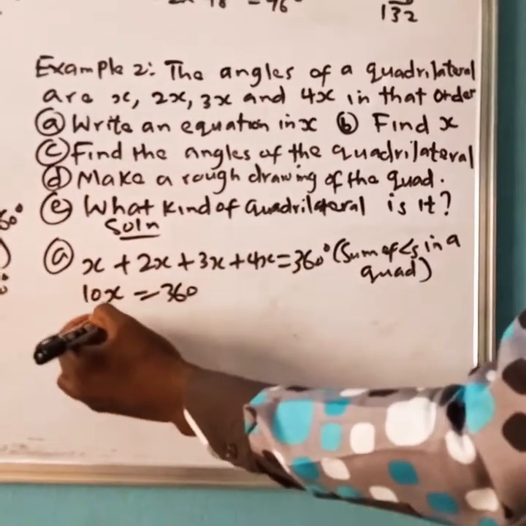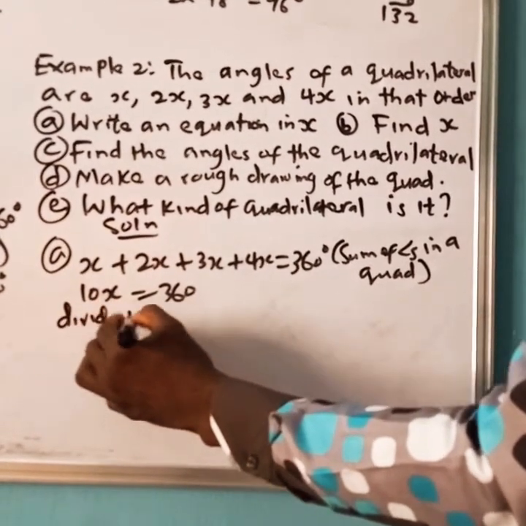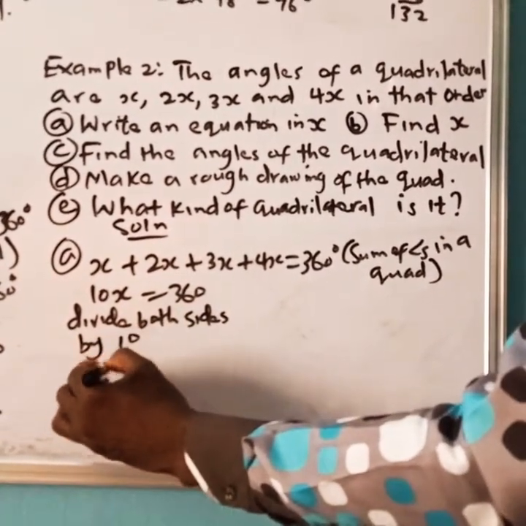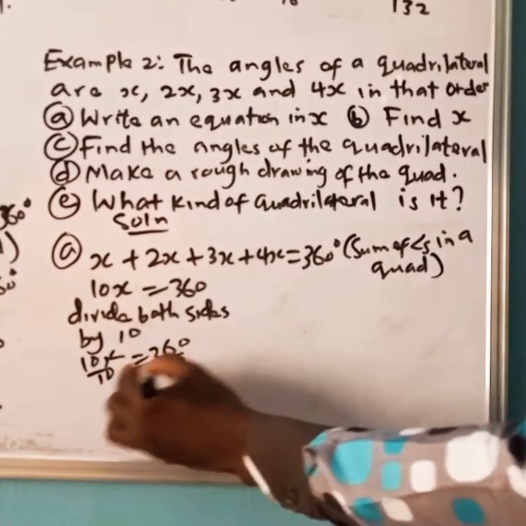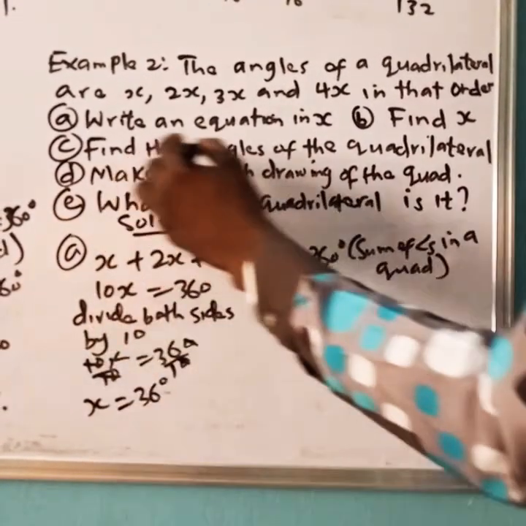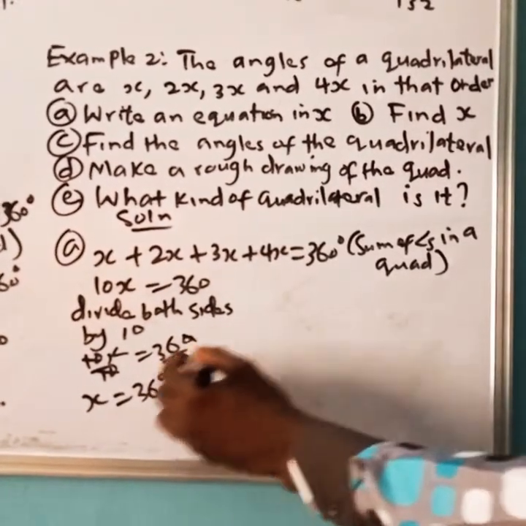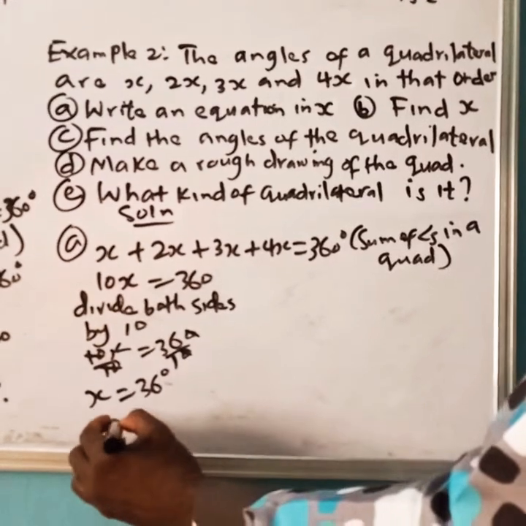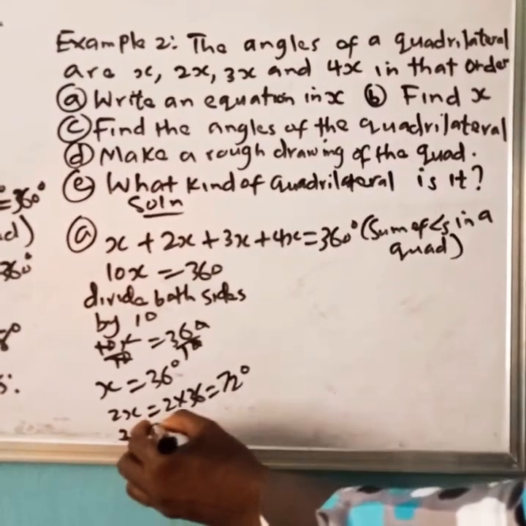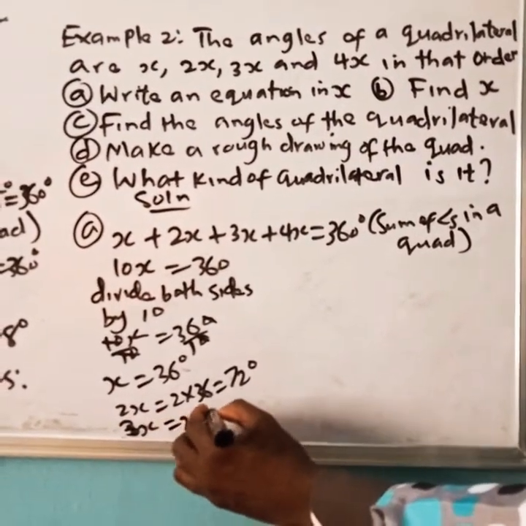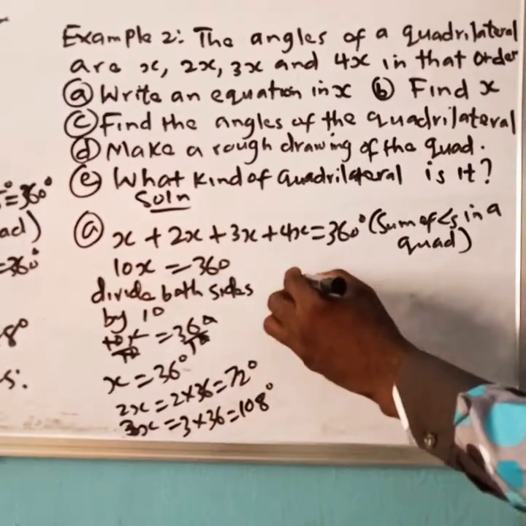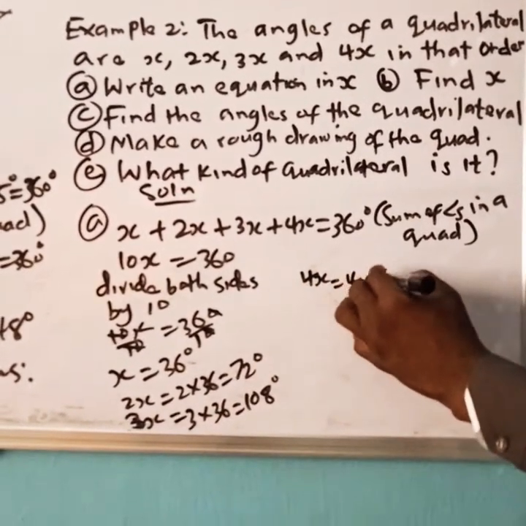To get x, you have to remove 10. That is, you divide both sides by 10. So 10x over 10 is 360 over 10. So we have that x is 36 degrees. C. Find the angles of the quadrilateral. So you are required to find the other angles. So we have 2x, 3x, and 4x. So 2x will be 2 times 36, that's 72 degrees. Then 3x is 3 times 36, that is 3 times 6, 18, carry 1, 3 times 3, 9, 10, 108 degrees. And the last one is 4x, that is 4 times 36, that is 144.